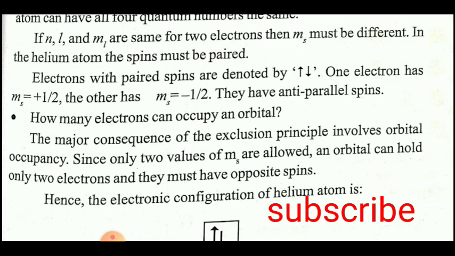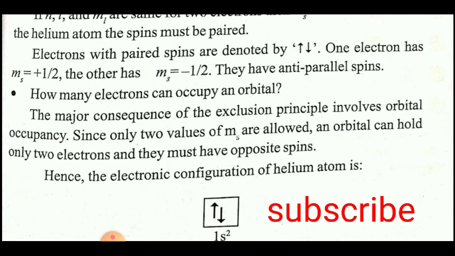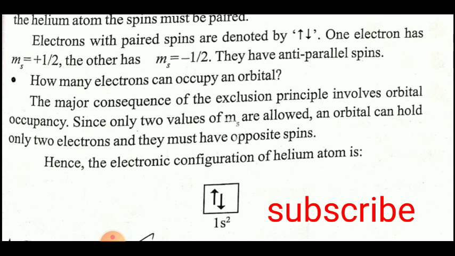The major consequence of the exclusion principle involves orbital occupancy. Since only two values of MS are allowed, an orbital can hold only two electrons. That's why any orbital can allow only two electrons maximum. Means in an orbital there will be a maximum of two electrons only, with the spin values plus half and minus half, or up arrow and down arrow.